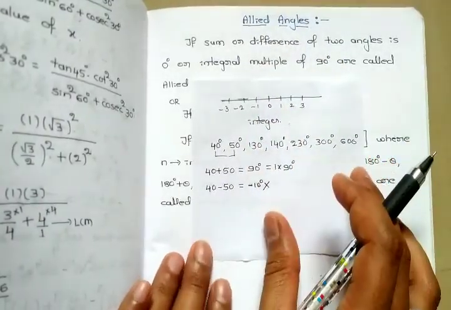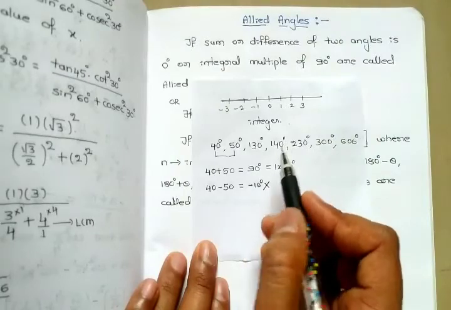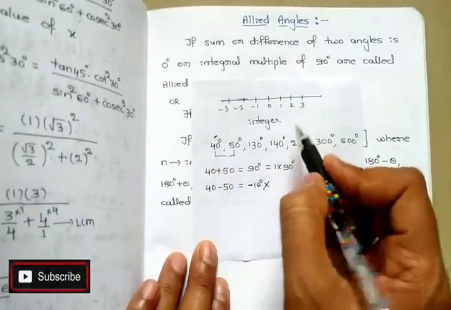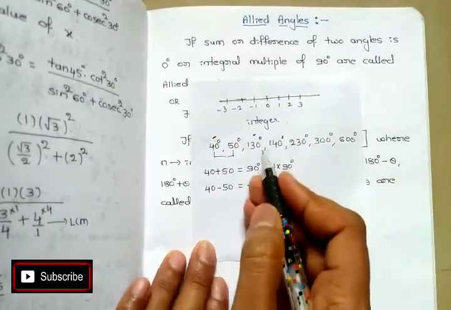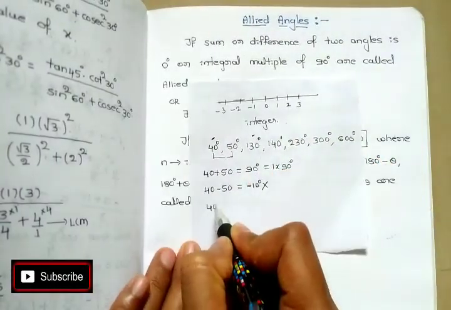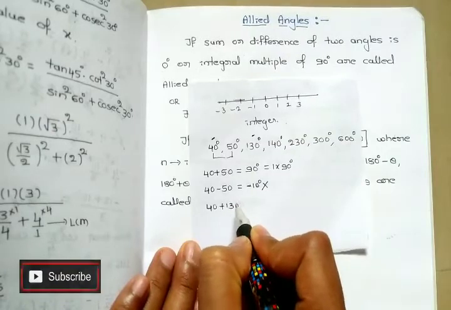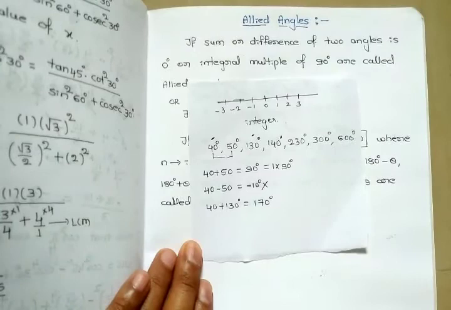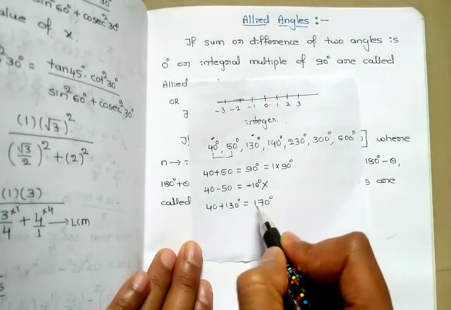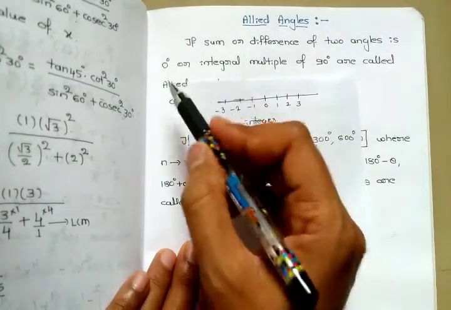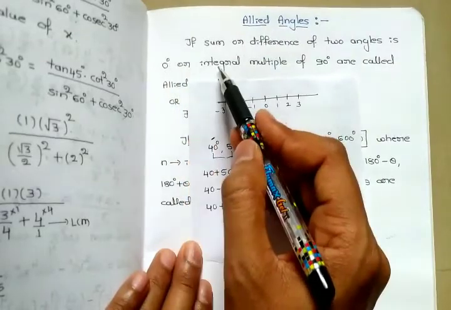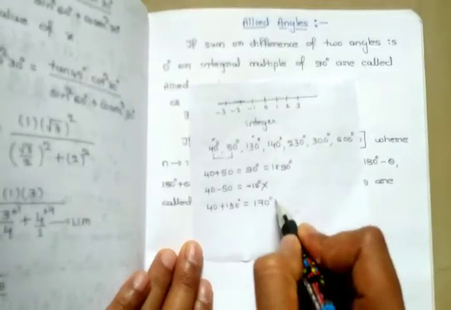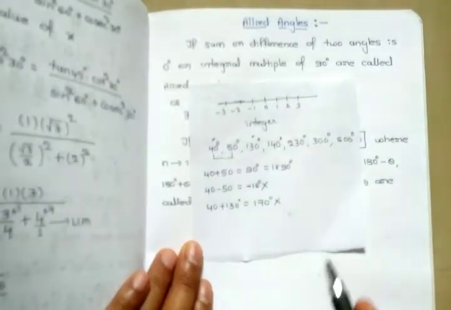Next, I am going to take 40 and 130. Here 40 plus 130 gives 170, correct? But 170 again is not 0 degree, and again it is not an integral multiple of 90 degree. So this is also not an allied angle.